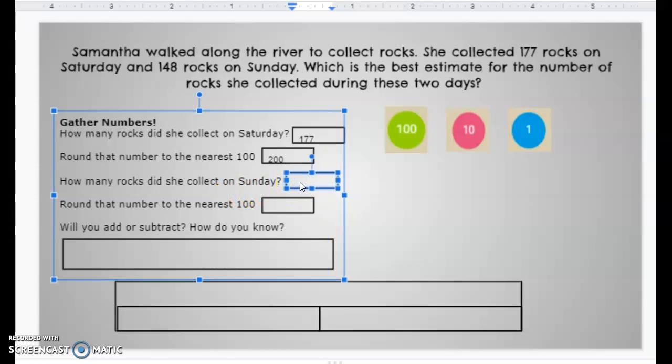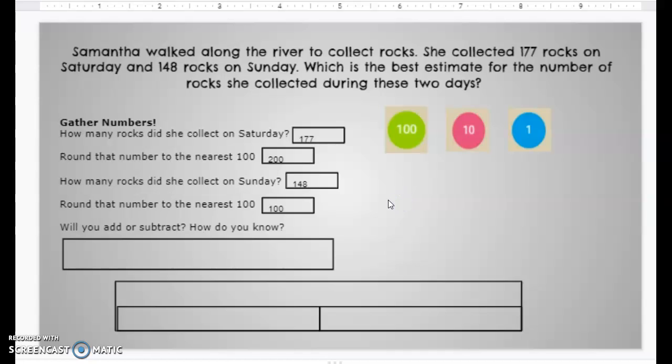How many rocks did she collect on Sunday? 148. And I'm going to round that number to the nearest 100 as well. So I'm going to look at my place value that I'm rounding to. That's my hundreds. And then I'm going to look at my tens place, and that's going to tell me what to do. The digit in my tens place is a 4. So 4 or less, let it rest. My 100 gets to be lazy. It doesn't have to do anything. My 100 is going to stay the same, and everything else becomes a 0. So that's the first little step.